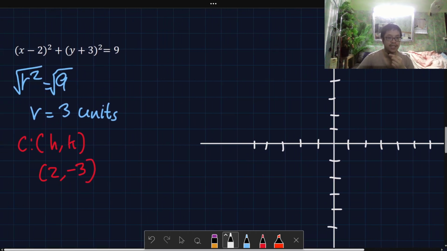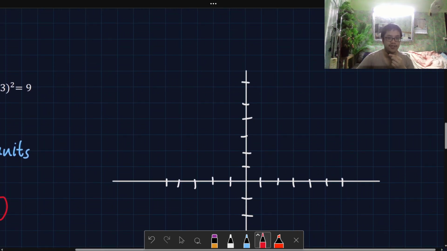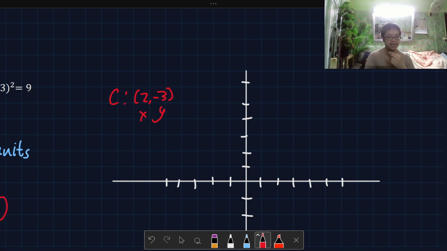So the center here is (2, negative 3). What does it mean? If your center here is (2, negative 3), it implies that your x is 2 and your y is negative 3. That means from the origin, which is here, the middle of the graph, you're going to count 2 units to the right.